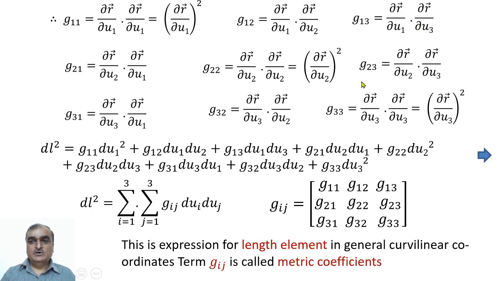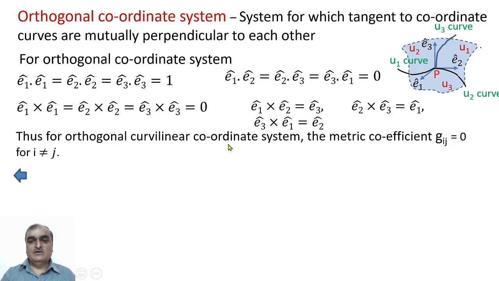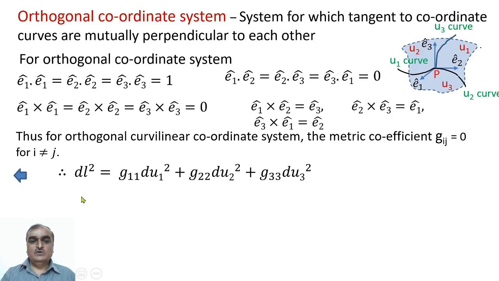g21 is equal to 0, g23 is equal to 0, g31 is equal to 0, g32 is equal to 0 because they are perpendicular to each other. Therefore, only 3 terms remain, that is g11, g22 and g33. Out of these 9 terms, only 3 terms remain, and thus for orthogonal curvilinear coordinate system, the metric coefficient gij is equal to 0 for i not equal to j.